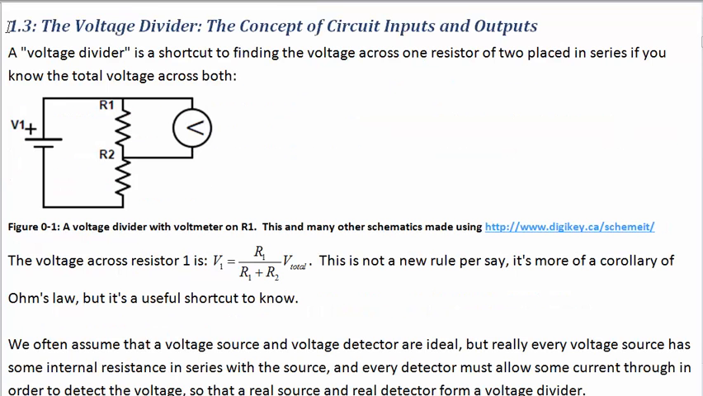All right, 1.3, the voltage divider, concept of circuit inputs and outputs. A voltage divider is a shortcut to finding the voltage across one resistor of 2 placed in series if you know the total voltage across both. So here's an example. You've got these 2 resistors. They are in series because all the current that goes through one goes through the other. That's what series means. Very good to know that.